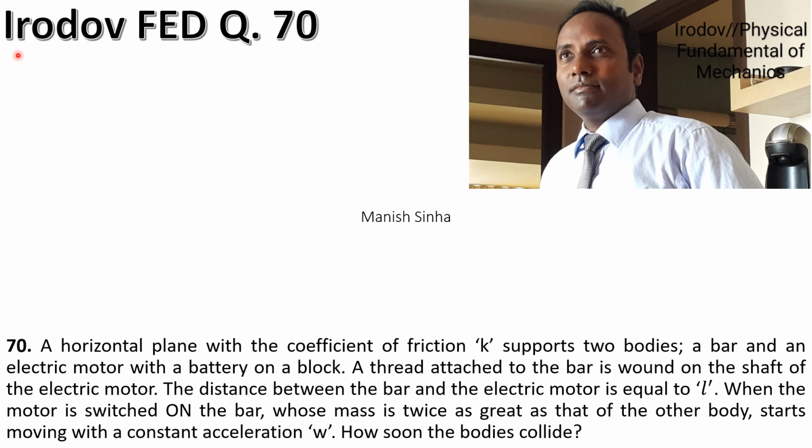Hello everyone. This question has been taken from Irodov, Fundamental Equation of Dynamics, question number 70. A horizontal plane with the coefficient of friction K supports two bodies, a bar and an electric motor with a battery on a block. A thread attached to the bar is wound on the shaft of the electric motor. The distance between the bar and the electric motor is equal to L.